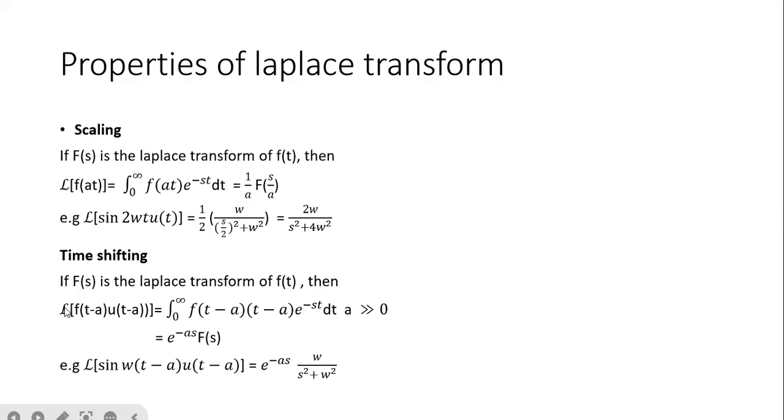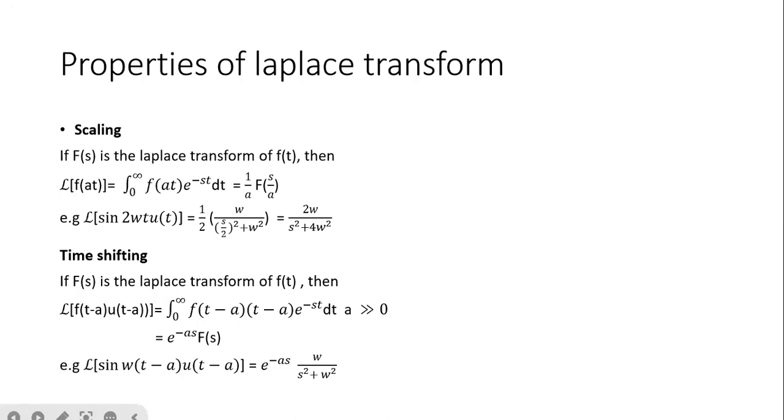What we mean by time shifting is that if we have the function f of t and we shift it by a constant a, then at the end of the day, that is the Laplace transform of the function. Instead of function of t, we have shifted it by a. Where a is greater than 0, we are going to have this as a function. So what do we mean?